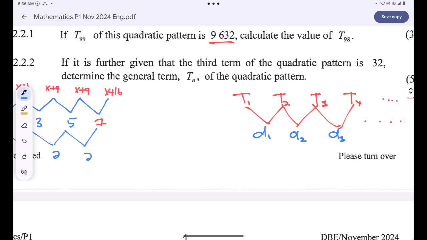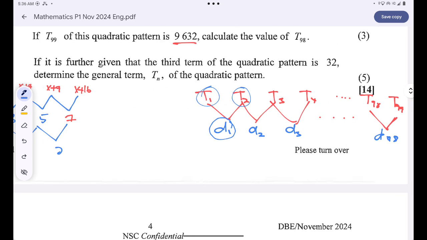So guys, do you see the pattern here? Between these two numbers, we will take the position of the smaller number between the two. So between T1 and T2, we'll get T1 of the first difference. Between T3 and T2, we'll get T2 of the first difference. T4 and T3 will get T3 of the first difference. That means between T99 and T98, I'll simply get the 98th term of the first difference.